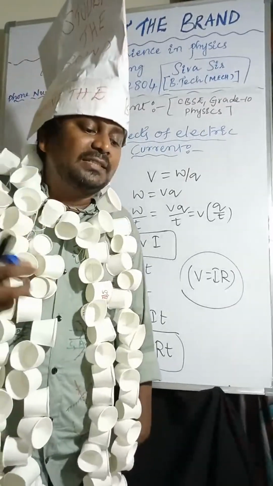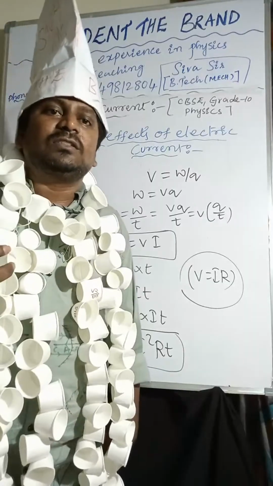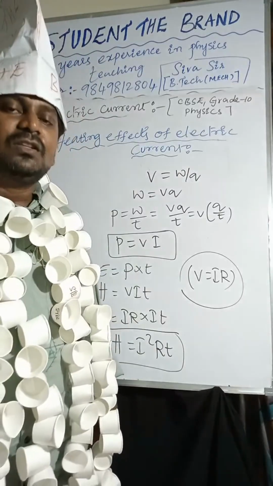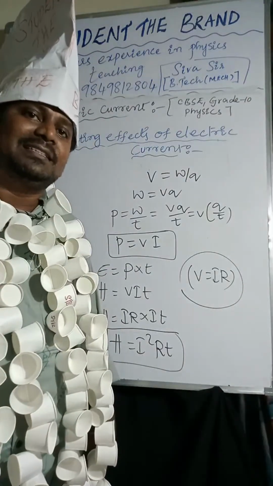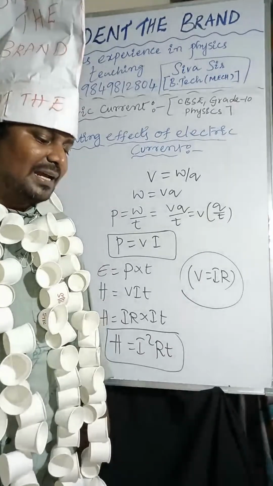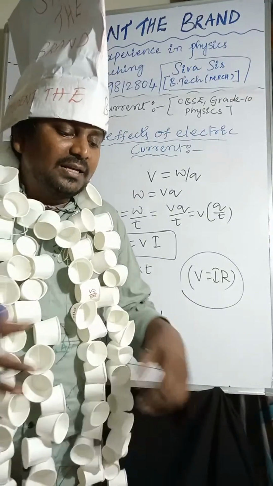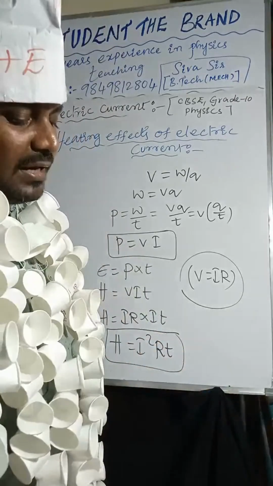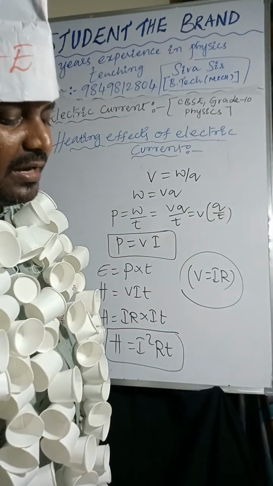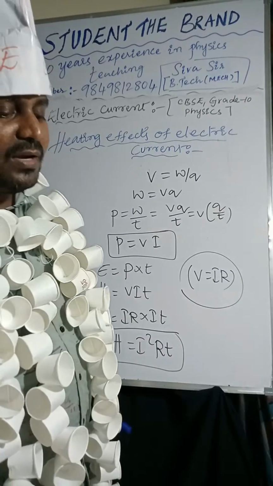The source of energy continuously gets dissipated entirely in the form of heat is called the heating effect of electric current. I hope it is very clear to all. So that is the heating effect of electric current.